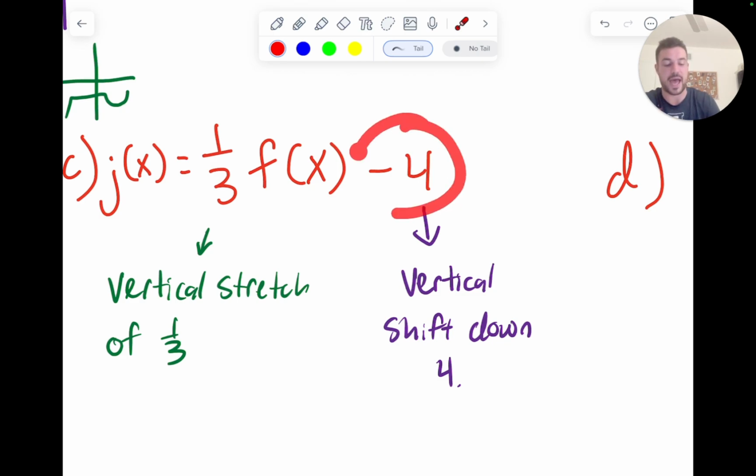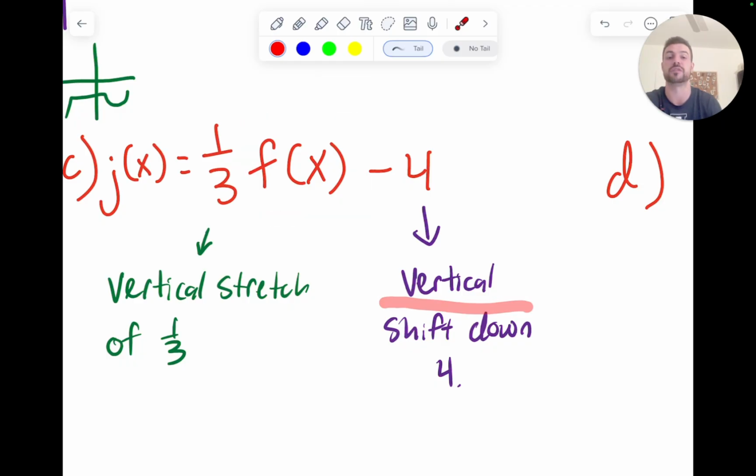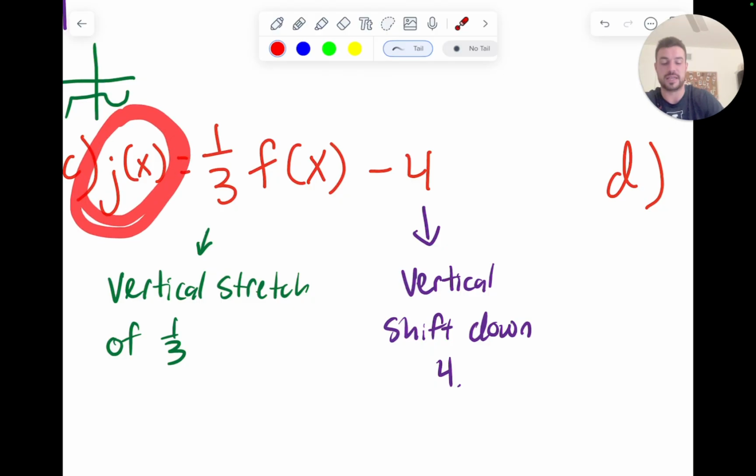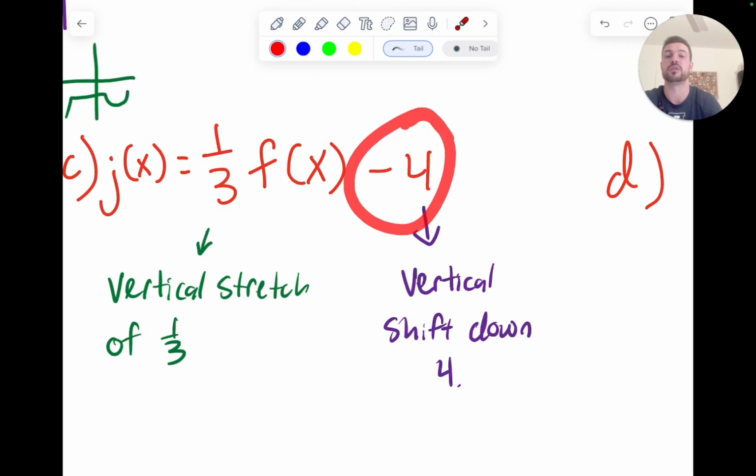All right, so those ideas are the same. Finally, when we are adding or subtracting at the end, because it's again occurring to f of x, it is a vertical shift down 4. Everything we've discussed today is a vertical transformation, and the only purpose of it is to say, hey, this function, j of x, is the original, our parent function, if you were to stretch it vertically by 1/3 the amount and then shift it down 4.